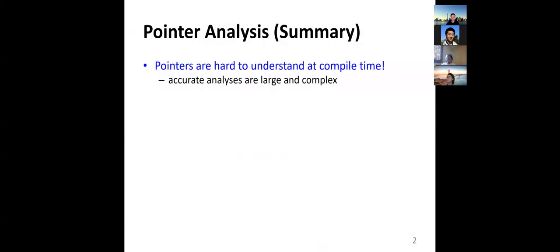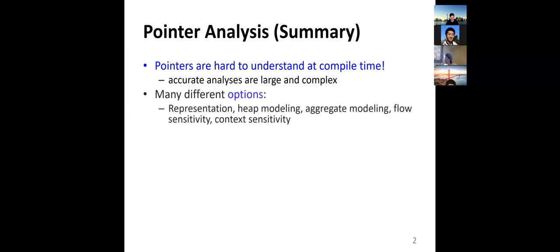Okay, so let's start. This is just a quick summary of what we covered in the previous lecture. Remember, we talked a lot about pointers. You probably realize pointers are hard to understand at compile time. It's hard for humans, and obviously hard for compilers. So accurate analyses are large and complex. That's hopefully the key takeaway from the several algorithms I showed you.